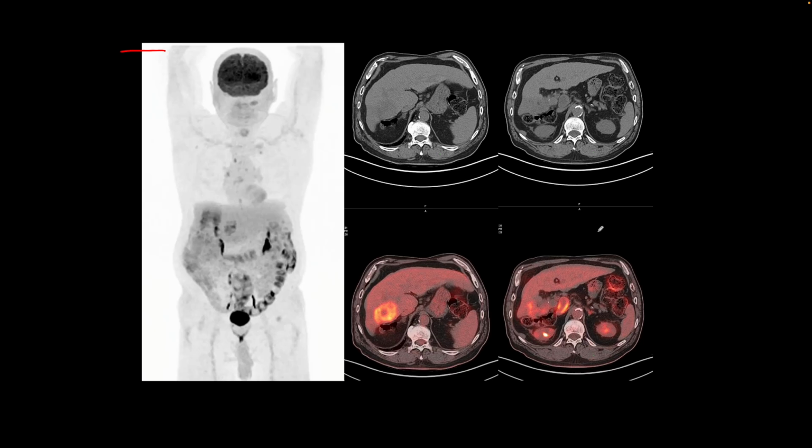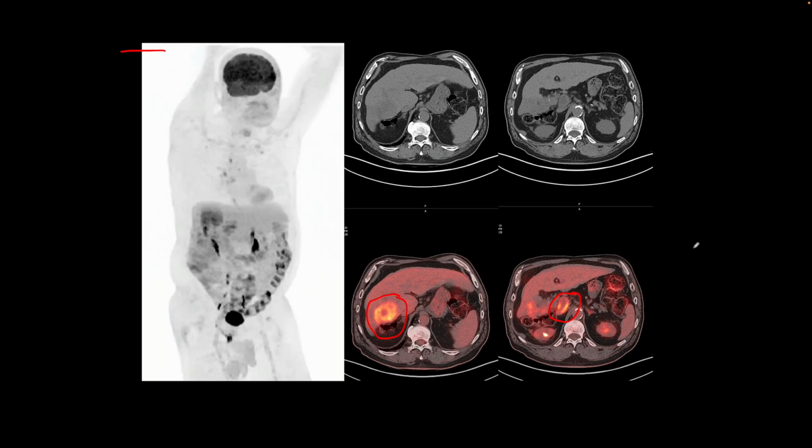This is the same patient. They underwent an FDG PET-CT scan. Cholangiocarcinomas are FDG avid, so the tumor is lighting up here, and also at the hepatic hilum there is an enlarged lymph node with central necrosis and peripheral hypermetabolism, consistent with metastatic disease from the cholangiocarcinoma.